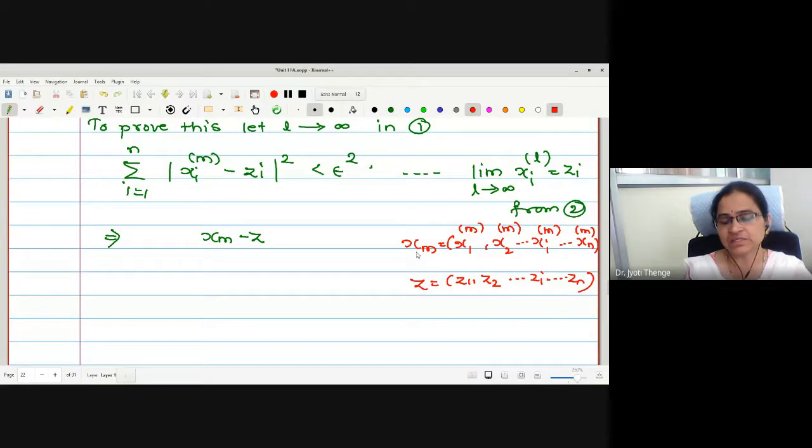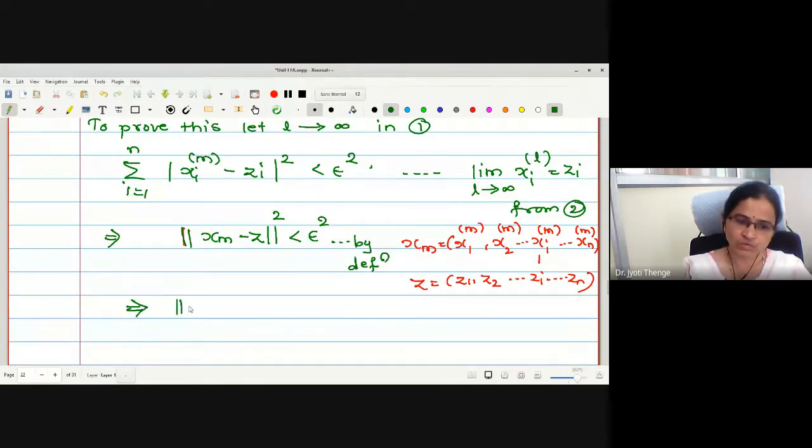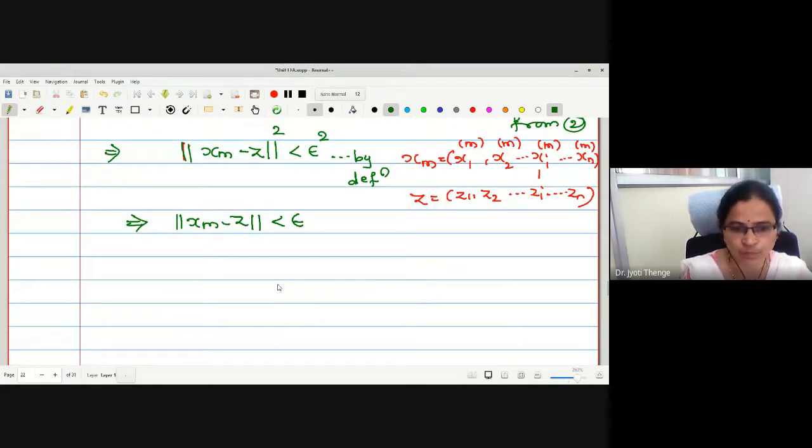Therefore, if I take the subtraction xm minus z, what will be the ith coordinate? Xim minus zi. And the square root of the summation of squares of the ith coordinates is actually the norm definition of xm minus z. Therefore, may I write directly this as norm square of xm minus z less than epsilon square. This is by definition. And taking the square root on both sides, norm of xm minus z less than epsilon. What have we proved then? We have proved that the Cauchy sequence converges to z, right?